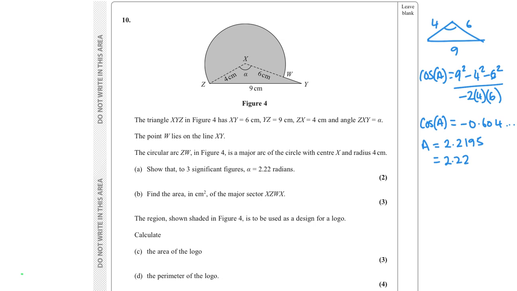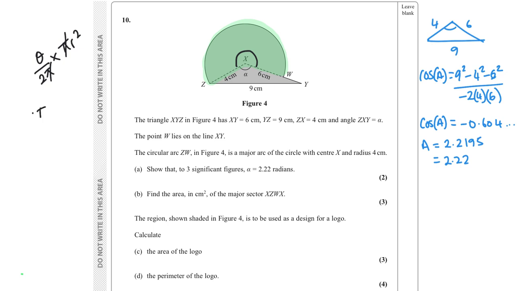Now it says find the area in centimetres squared of the major sector. So the area of the major sector is this here. So we know angles in a circle of 360 degrees, aka 2 pi. So to find this angle, I need to do 2 pi minus 2.2. And area of a sector is theta over 2 pi times pi r squared. So theta over 2 r squared.